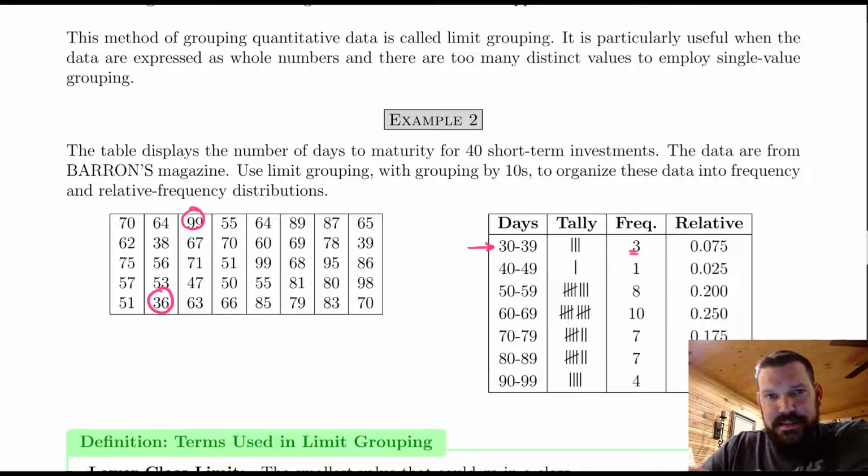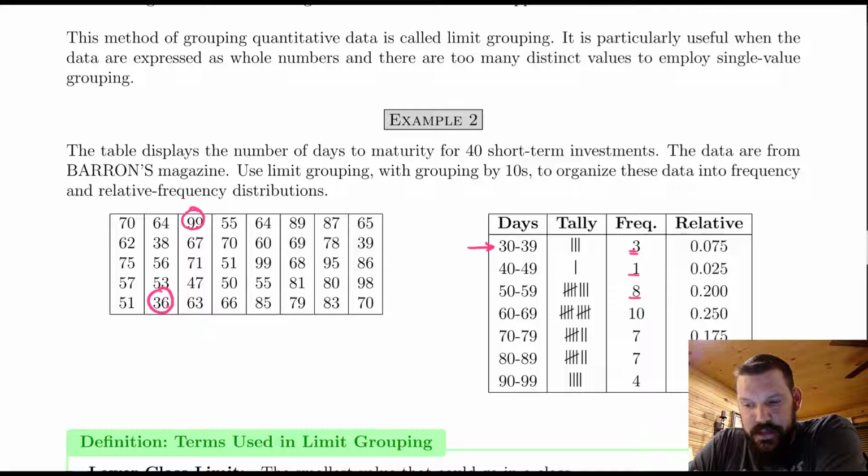Then we would jump to our next limit group class, which is 40 to 49. We would count up all the values that fall within 40 to 49, and we only had 1. Then we would jump to the next class, 50 to 59. We go back to our table, count all the values that fall between 50 and 59, and we get 8. And then we would just keep doing that until we get all the way up to our last class, which contains the values 90 to 99. Count those up, we get 4, and we have created our frequency table.